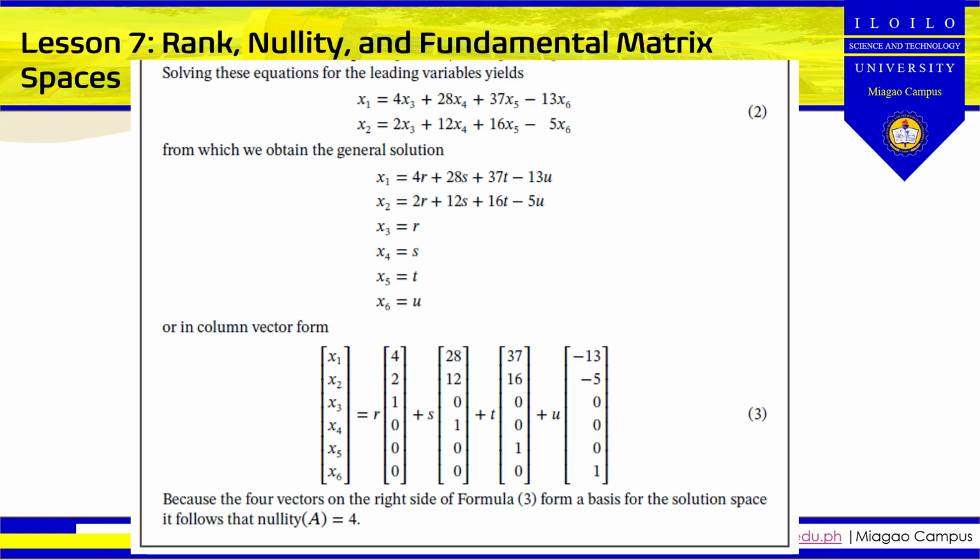Because the 4 vectors on the right side of the formula form a basis for the solution space, it follows that the nullity of A is equal to 4. Take note again: because the 4 vectors on the right side of the formula form a basis for the solution space, there are 4 basis vectors, which is equivalent to a nullity of 4.